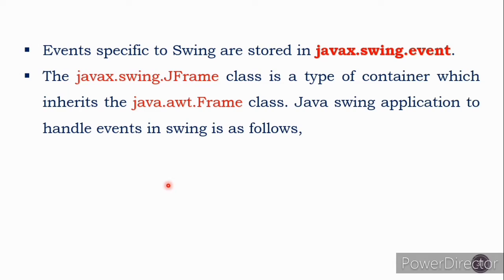In the last video we have seen about JFrame. It is a type of container which inherits the java.awt.Frame class. Means this is the super class for javax.swing.JFrame. And the Java Swing application to handle the events in Swing is as follows.